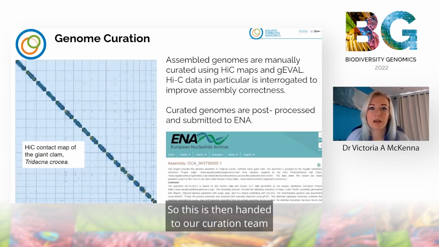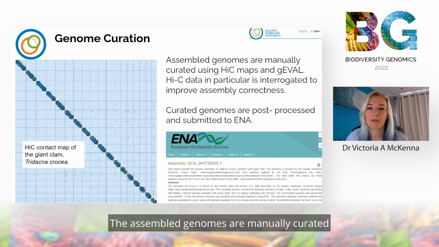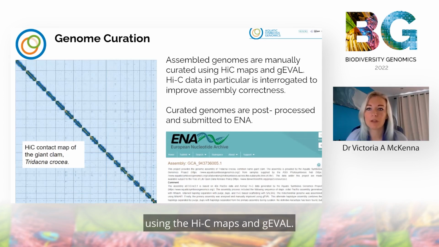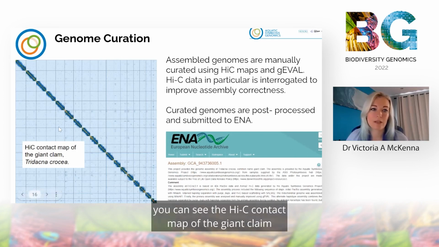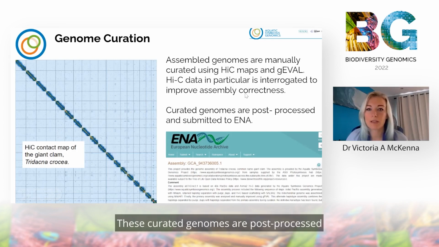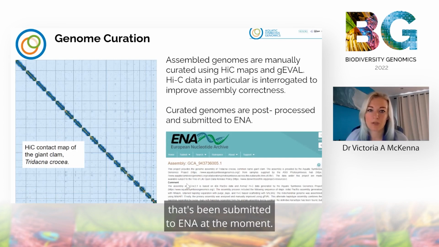So this is then handed to our curation team who manually curate them. The assembled genomes are manually curated using the Hi-C maps and gEVAL. The Hi-C data in particular is interrogated and used to improve the assembly correctness. On the left, you can see the Hi-C contact map of the giant clam that's been submitted as well. These curated genomes are post-processed and submitted to ENA. At the bottom, you can see the giant clam that's been submitted to ENA at the moment.